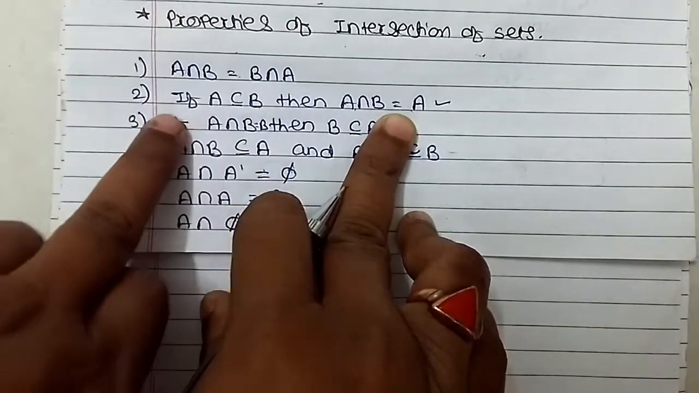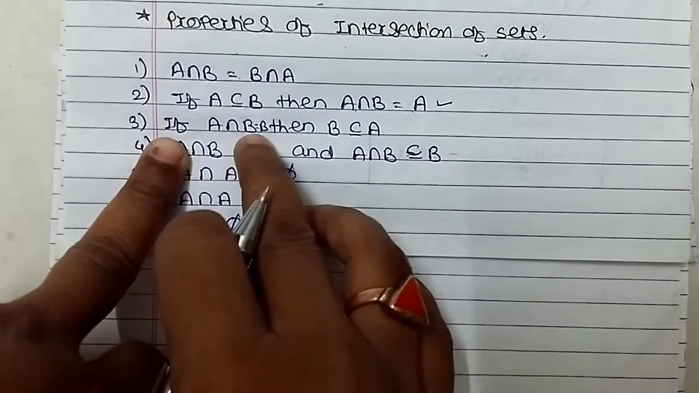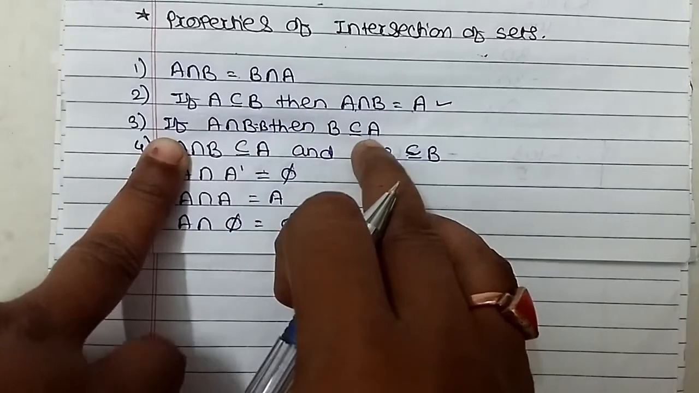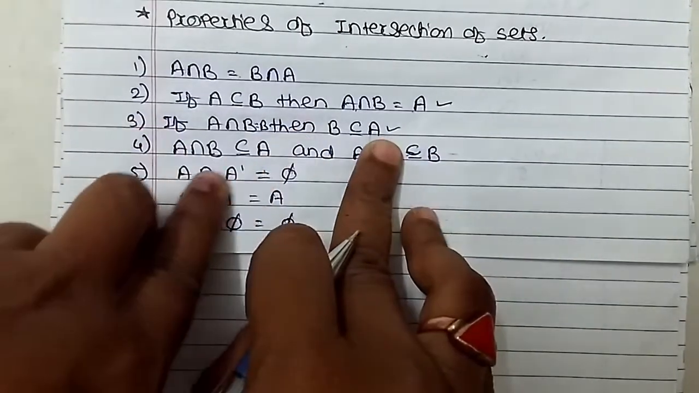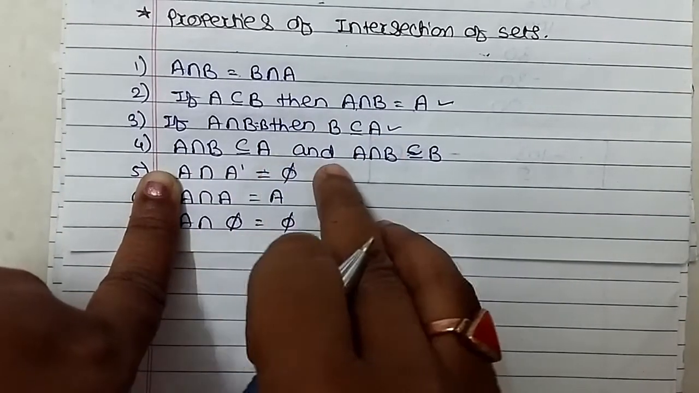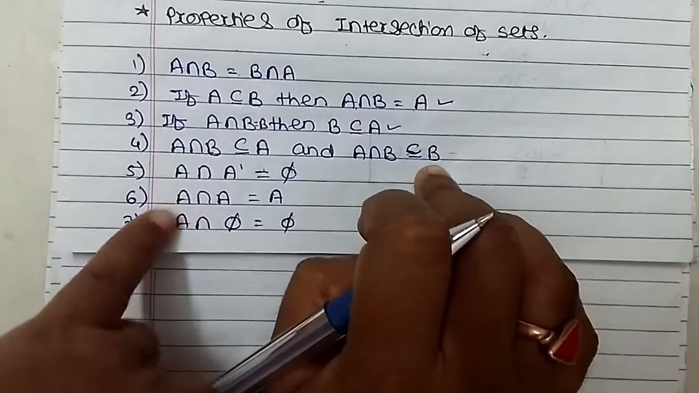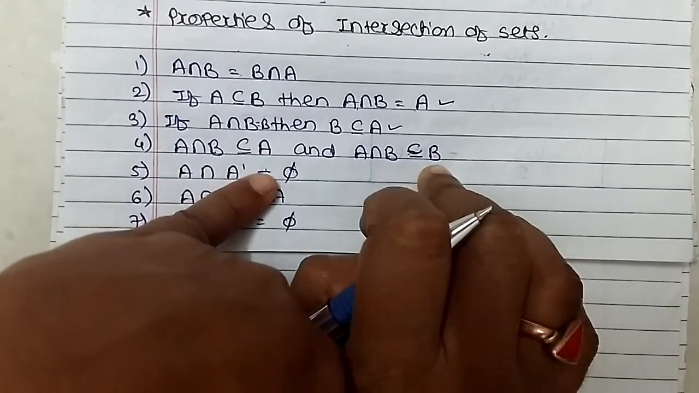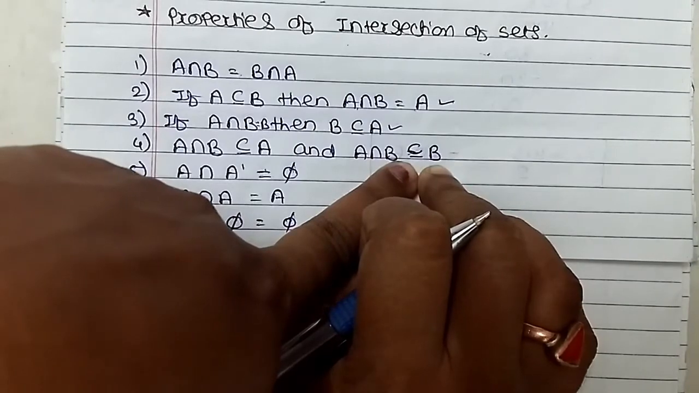Previously we understood this property. Clear? Next, if A intersection B is equal to B, then we can say that B is the subset of A. This property was also understood with the help of an example earlier. Clear? Next, A intersection B is a subset of A, and A intersection B is also a subset of B. When A intersection B is a subset of A, then we can also say that A intersection B is also the subset of the second set, that is set B.